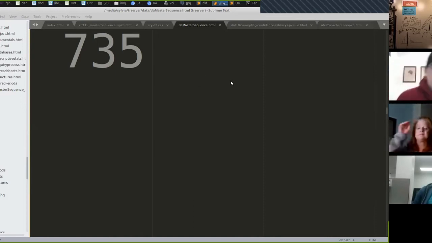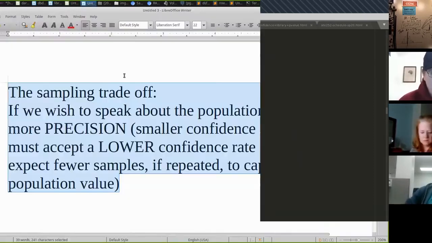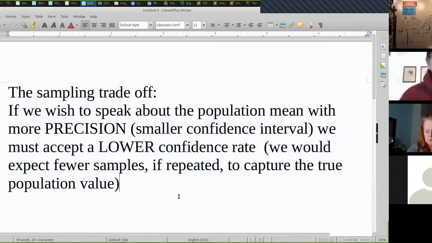If you can all make sure you have StatKey open, because we're now going to start tinkering with your experimental data. I can't pull that up right now.